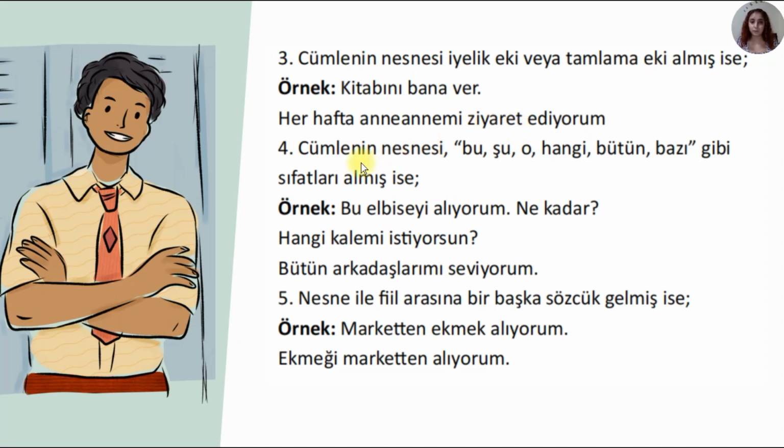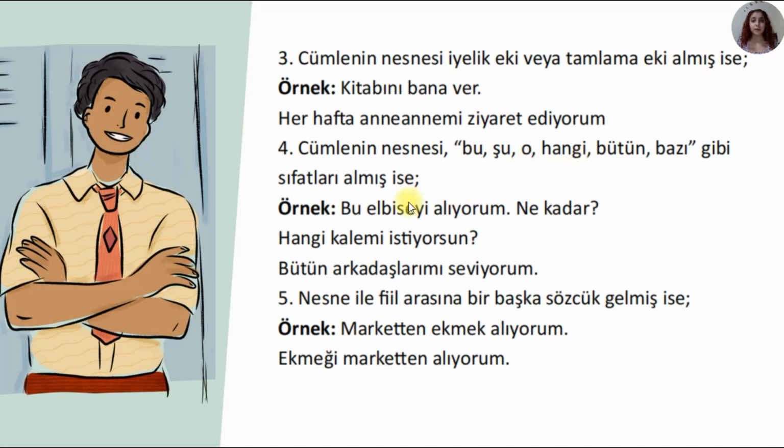Okay. And fourth one. Cümlenin nesnesi, the object of the sentence, bu, şu, o, hangi, bütün, bazı gibi sıfatları almış ise. We say they are all adjectives related with the quality or the number of a word. And when you use bu, şu, o, hangi, bütün, bazı for the object of the sentence, it requires accusative again because, as you can see, they are all related to making something specific. This, that, which, whole, and some.